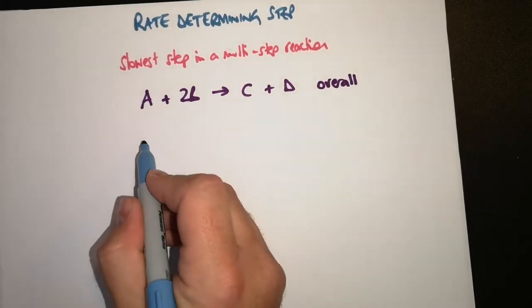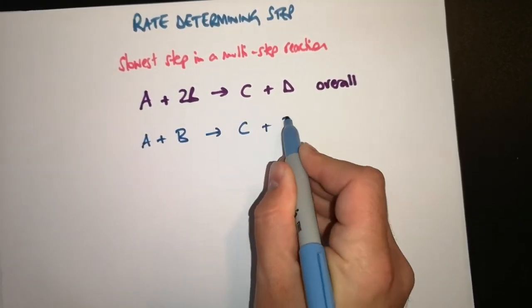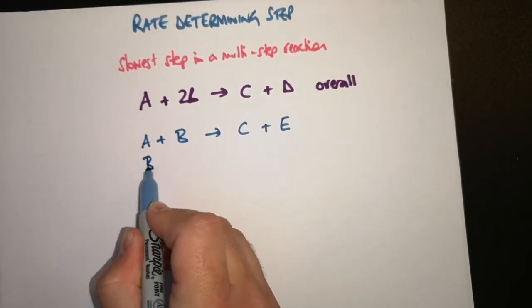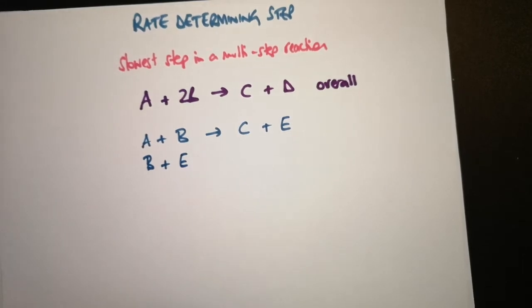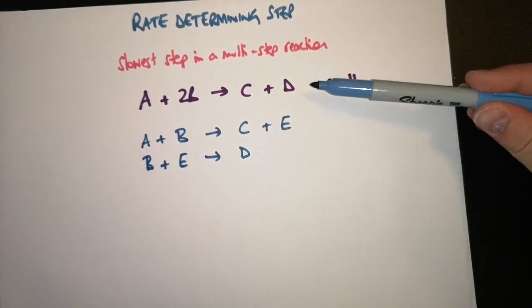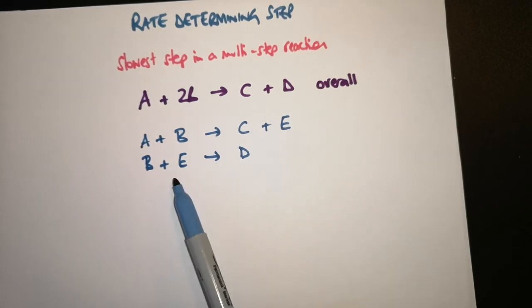Well, let's say my steps are A plus B makes C and another thing called E. And then the second B reacts with your E to make D. And hopefully you can see that if you add those two steps up, it adds up to the overall, because the E cancels itself out. The E is produced and then used up. The term for that is the intermediate, which again you'll have heard the term before, but that's an intermediate in this reaction.